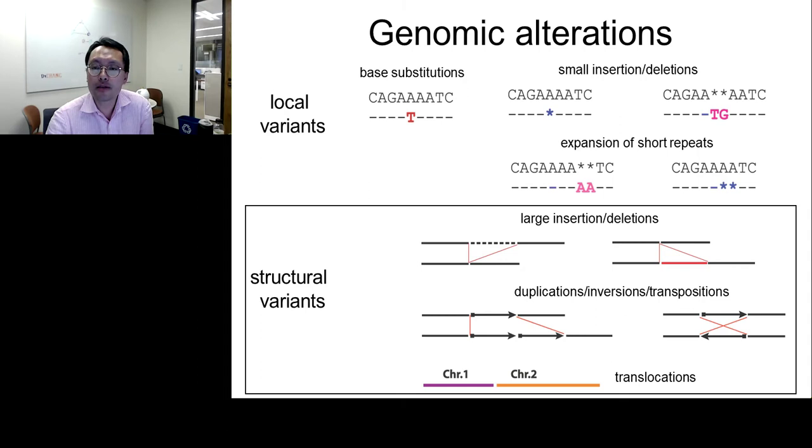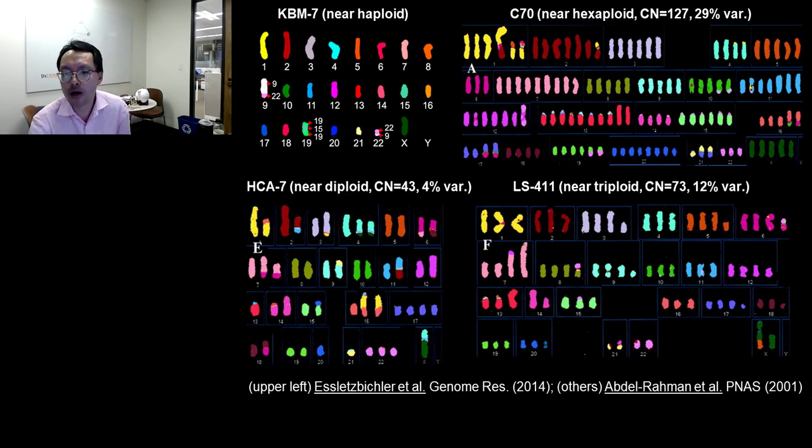To give you a snapshot of the complexity of structural alterations that can appear in cancer genomes, I'm showing you four non-representative examples of cancer genomes sampled from the literature. On the very top left corner, you can see one cancer genome essentially consisting of a single set of every chromosome, whereas next to it on the right, there is a cancer genome that's almost hexaploid. In other words, it contains about 6 copies of every individual chromosome. And we also see intermediate states where you have near diploid state or near triploid state.